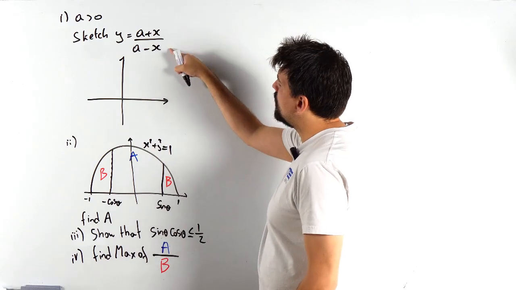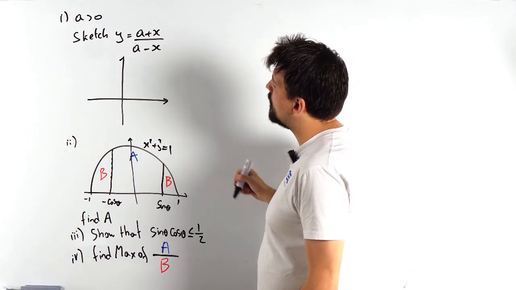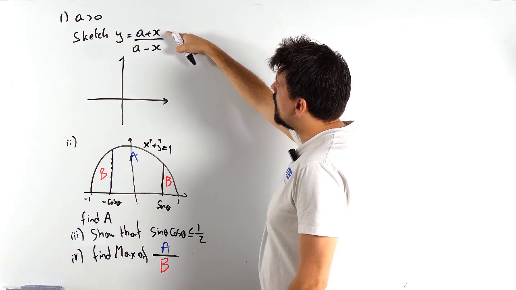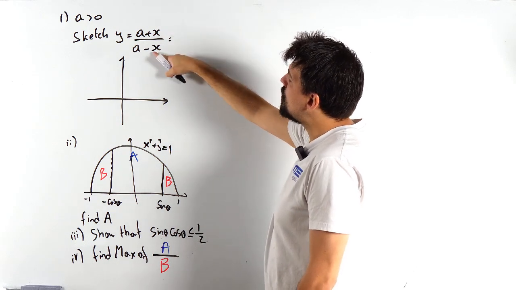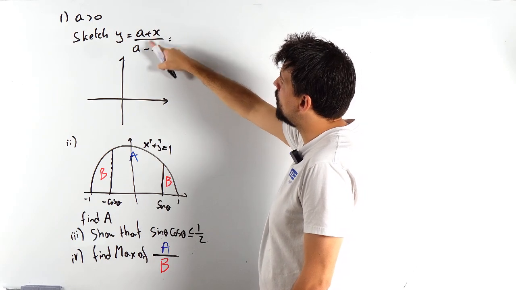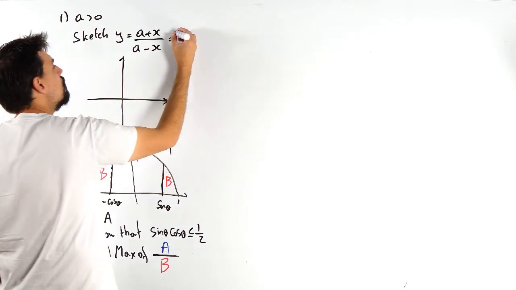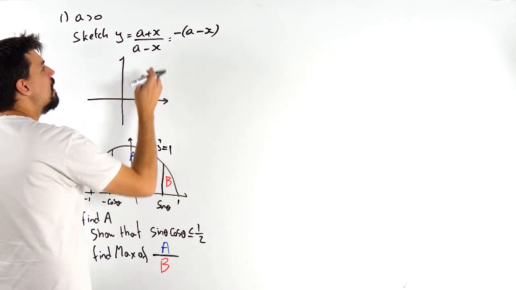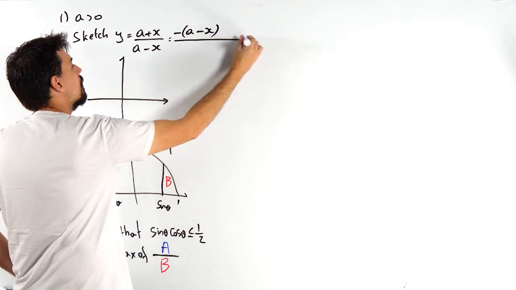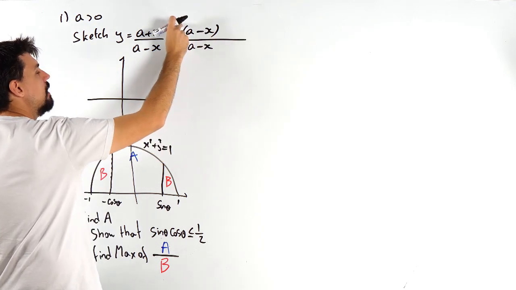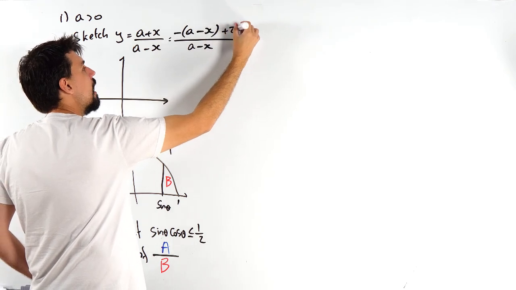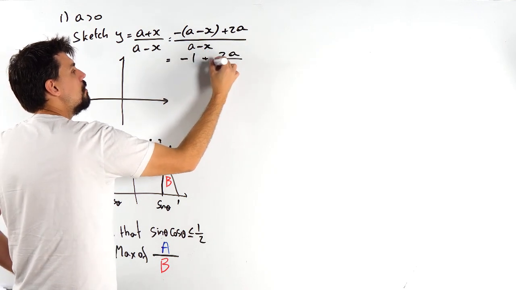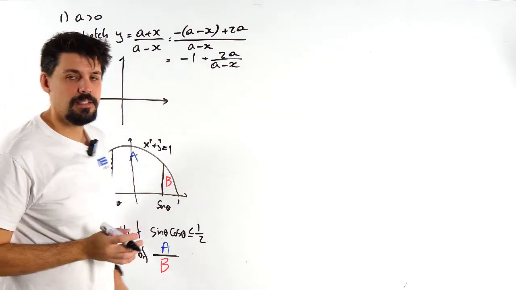Now, we could just do the division, but I know this is a reciprocal graph. You could play around with it a little bit. Looking at this, I should have an asymptote at x is a. But there's a nice way to do this. Let's try and get the top as some multiple of the bottom. So I've got plus x and minus x, so I'm going to write the numerator as minus a minus x. But then I have x minus a, and I want plus a, so I'm going to add a 2a onto that. That gives me minus 1 plus 2a over a minus x.